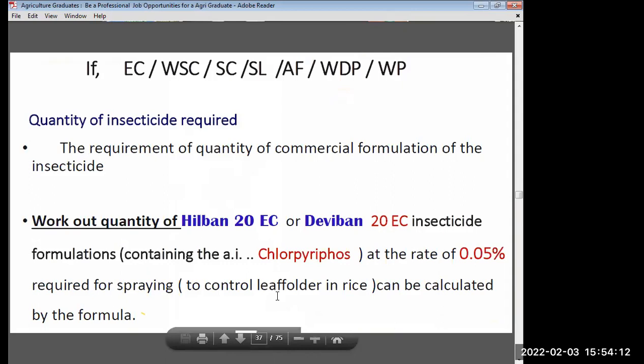Next slide. So work out the quantity of Hilban. Hilban is one trade name, another is Deviban, etc. It contains chlorpyrifos, which has to be sprayed at the rate of 0.05% to control leaf holder. How to prepare the 0.05% emulsion with the Hilban 20 EC? The formula is next.